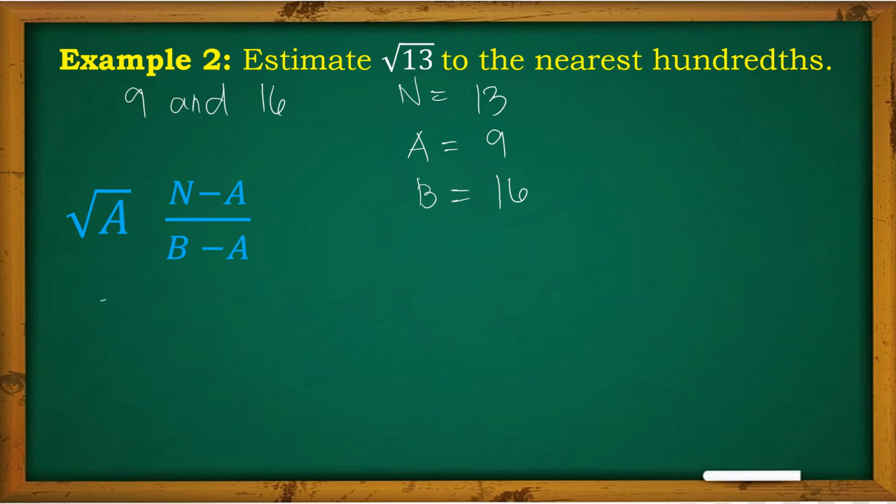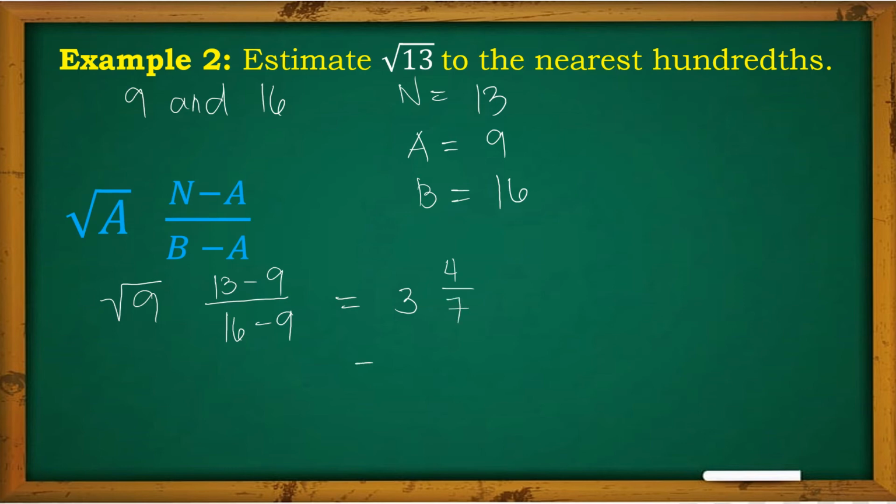Ngayon, i-lay down na natin yung mga values para sa ating n, which is radicand. Ang radicand natin ay 13. Ang perfect square before natin, si a, at siya yung 9 natin. And then si b, perfect square after 13, which is 16. Ngayon, ipa-plug in natin yung values na yan dito sa ating given formula. So, that would be the square root of a, which is 9. And then, ang ating fraction part, n natin is 13. Ibabawas natin si a, which is 9. B natin is 16. Ima-minus natin si 9.